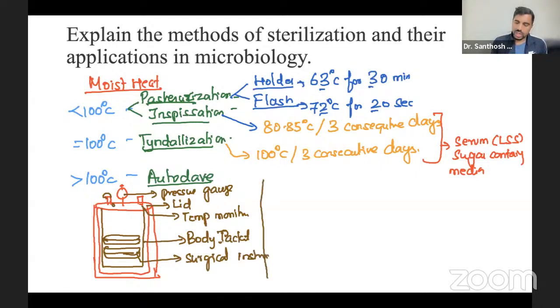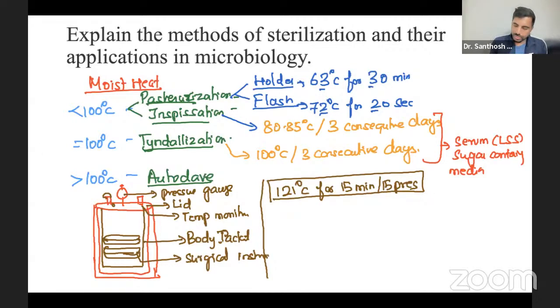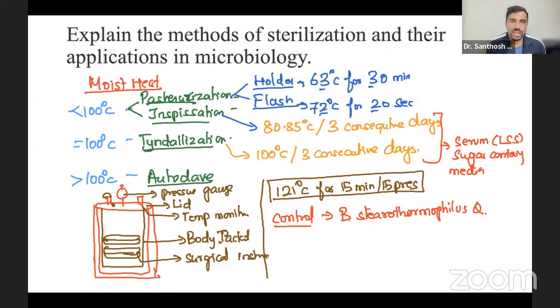You draw this picture and then you put the temperature: 121 degrees Celsius for 15 minutes at 15 pounds pressure. This is the standard. Now what is the control we are using here? Moist heat is steam heat, so you use Bacillus stearothermophilus as the control. This is the one we use for moisture. You do this application in microbiology. Very, very simple.